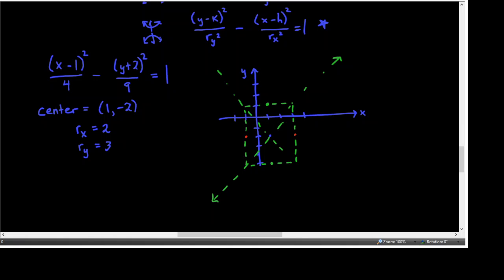You might notice that they intersect, they meet at the center of the hyperbola. That's not a mistake, that always happens. So these are the asymptotes. The asymptotes, both of them, go through the center, h, k.